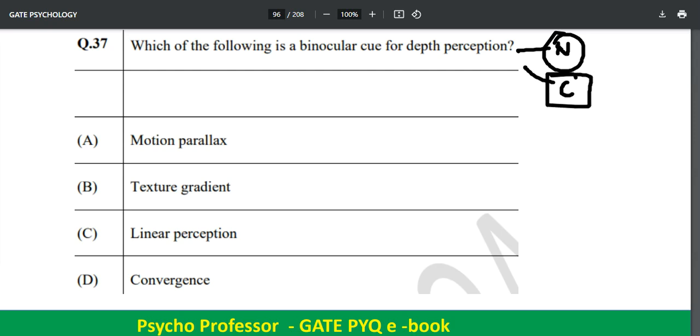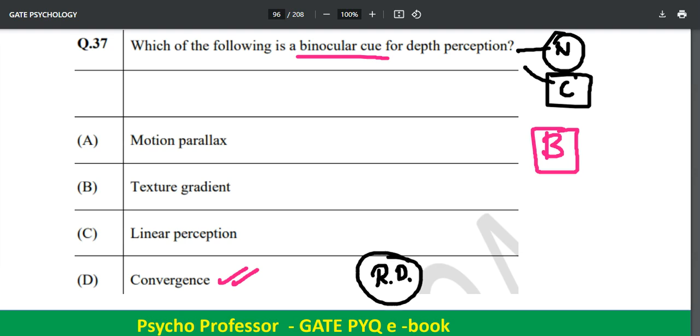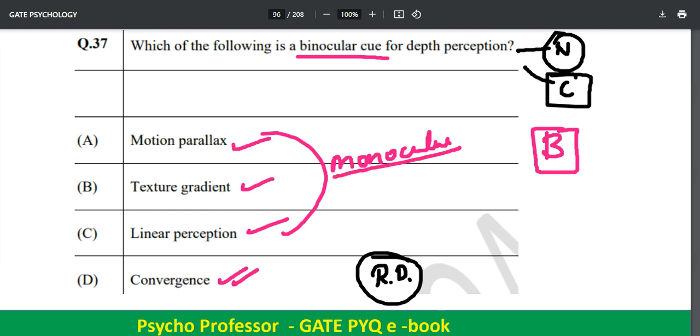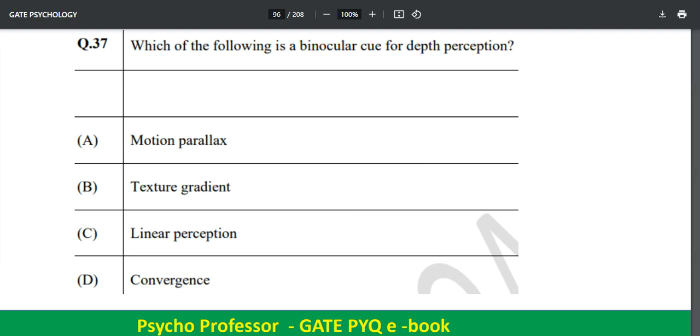Okay. Now, talking about binocular cue, there are only 2 binocular cues ever in your life. First is the convergence, and second is the retinal disparity. Okay. Go and read the book. You will find the answer over there. Rest of all are what? These are the monocular cues. Binocular ones are only two, convergence and the retinal disparity. So the correct answer is option number 4, that is D.